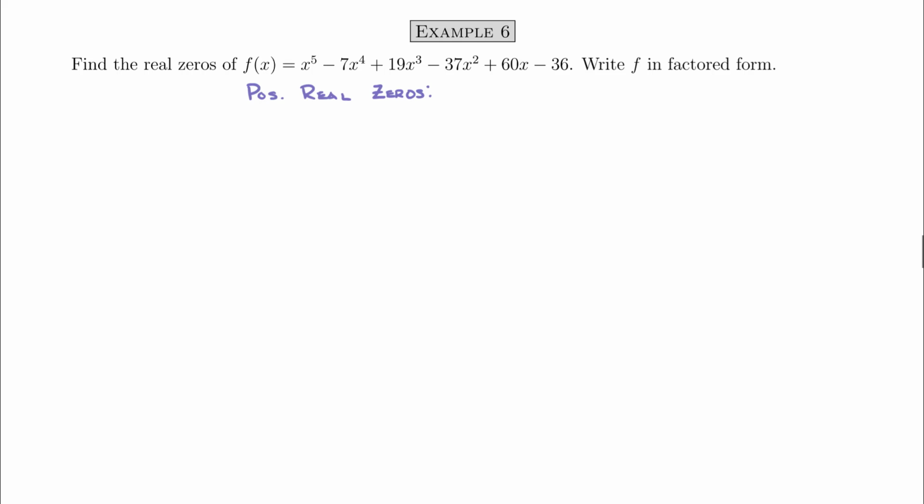And let's count our sign changes. So we go from positive to negative is 1, negative to positive is 2, positive to negative is 3, negative to positive is 4, positive to negative is 5. So this has 5 sign changes in the original function. So that means that our positive real zeros could be 5, 3, or 1. Remember, we just keep reducing by 2 until we can't reduce it any further.